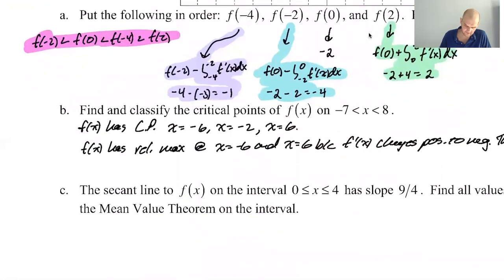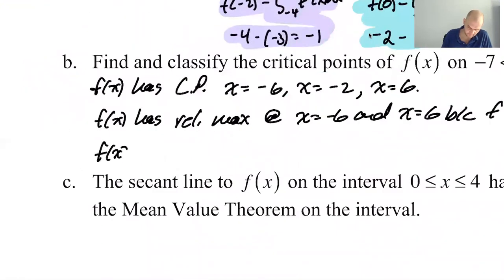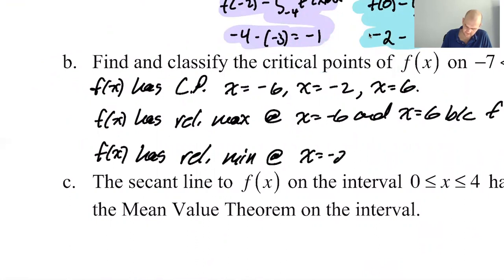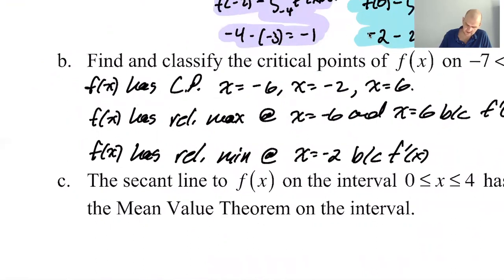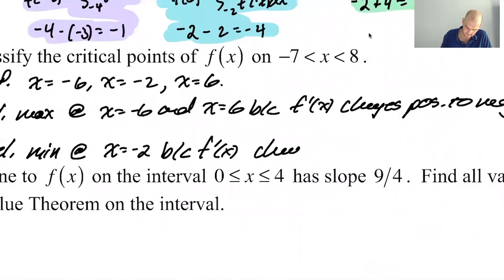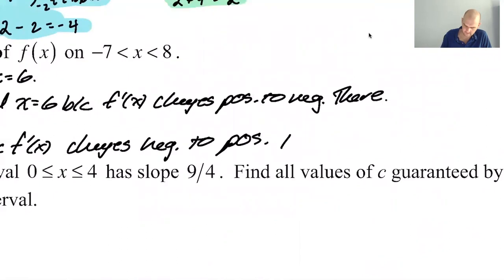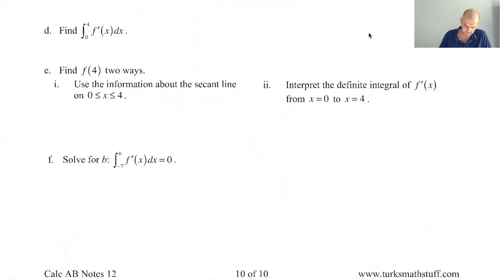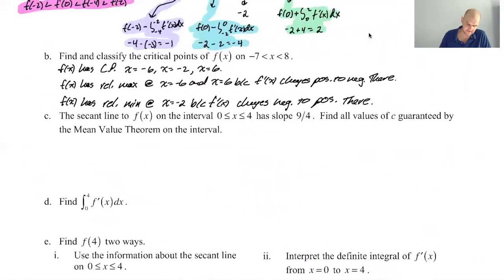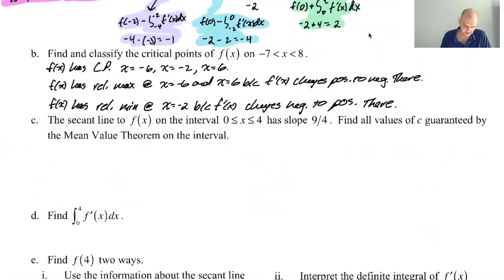So f of x has a relative minimum at x equals -2 because f prime of x changes negative to positive there. Seems so weird to just write "there." How much we got to go here? Kind of a lot. All right, I'm gonna keep going, I guess.